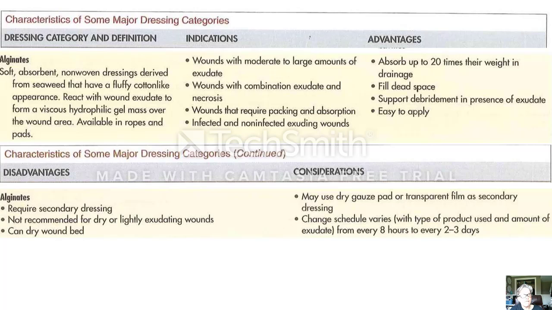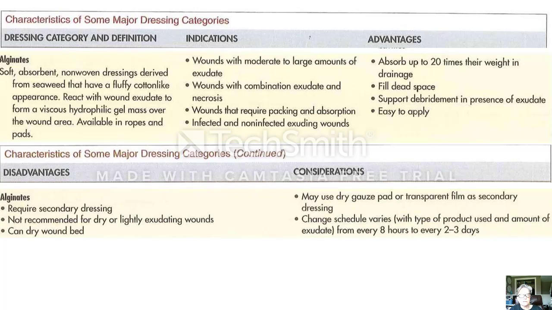Alginates. Soft, absorbent, non-woven dressings derived from seaweed that have a fluffy, cotton-like appearance. They react with wound exudate to form a viscous hydrophilic gel mass over the wound area, available in ropes and pads.